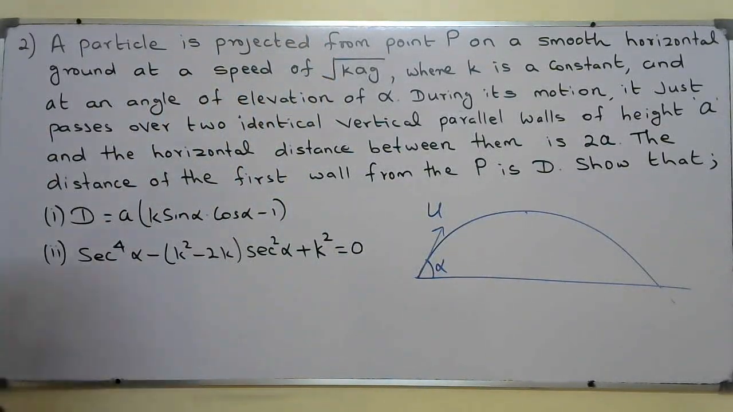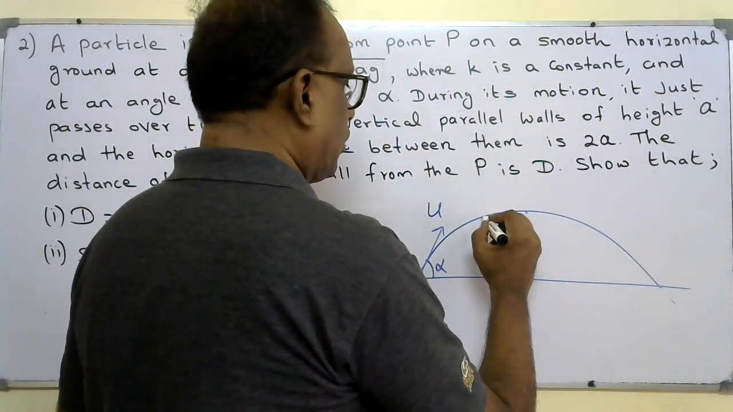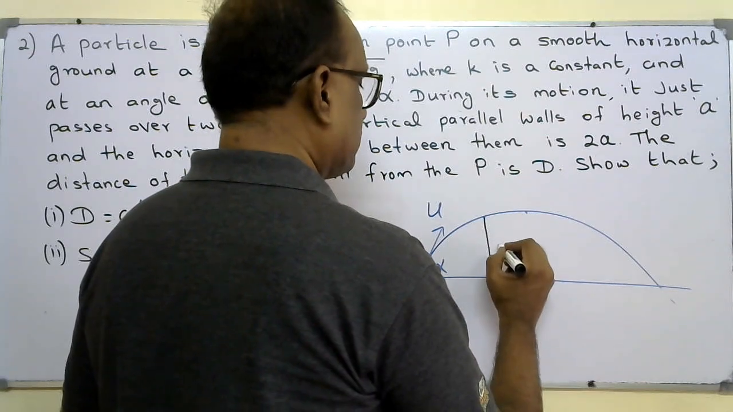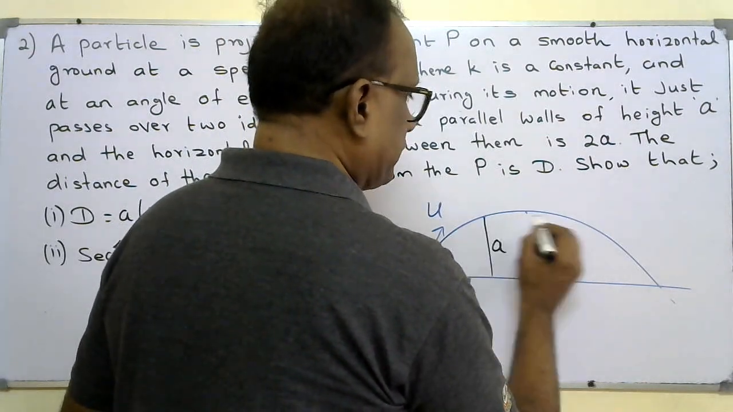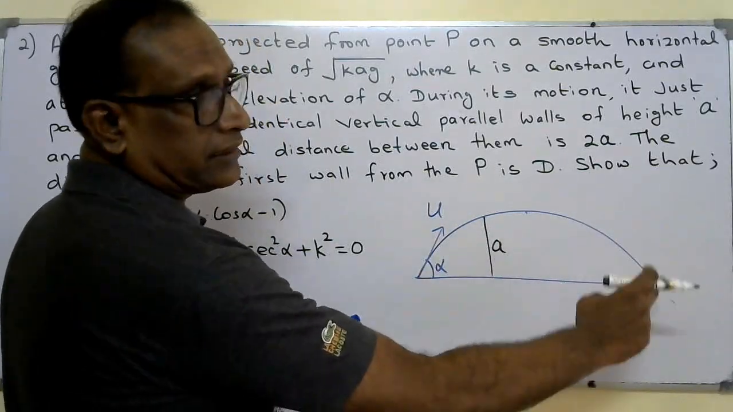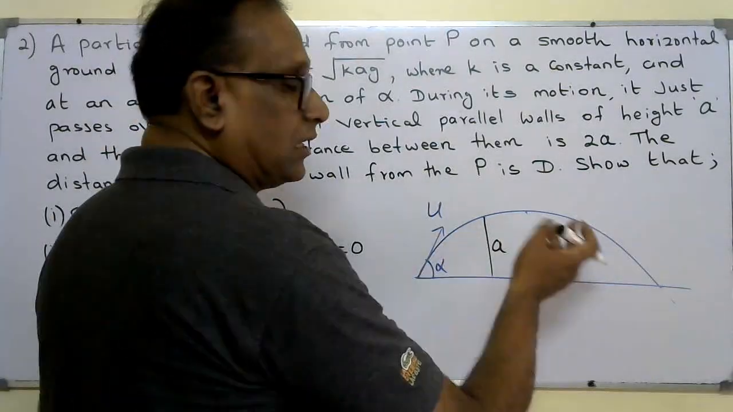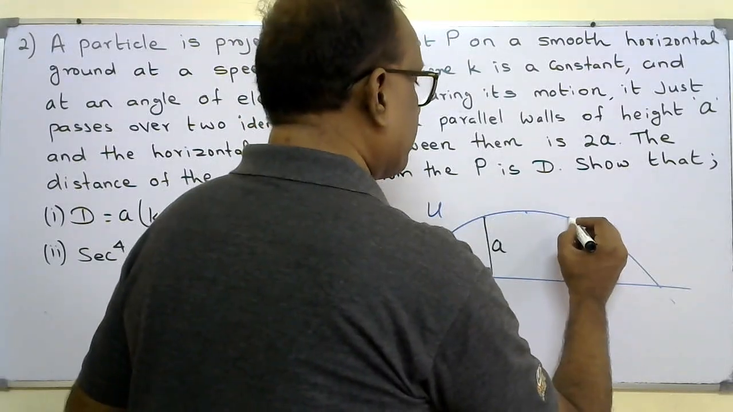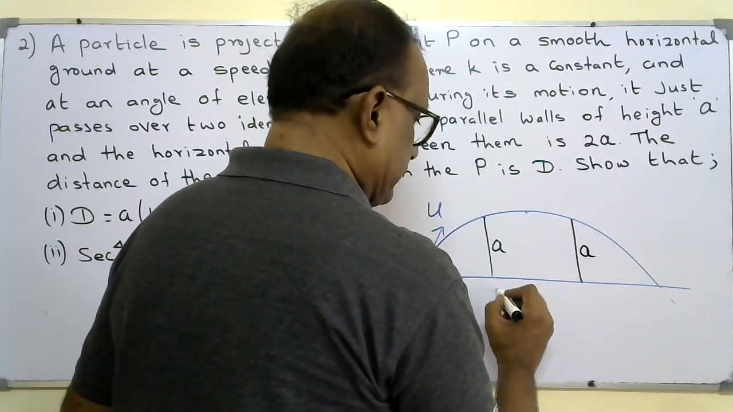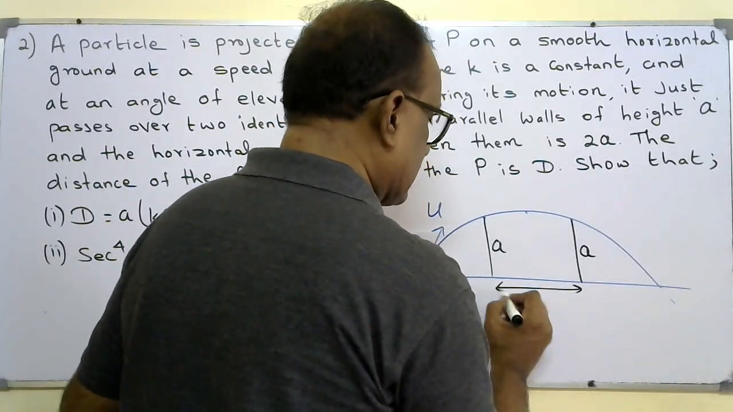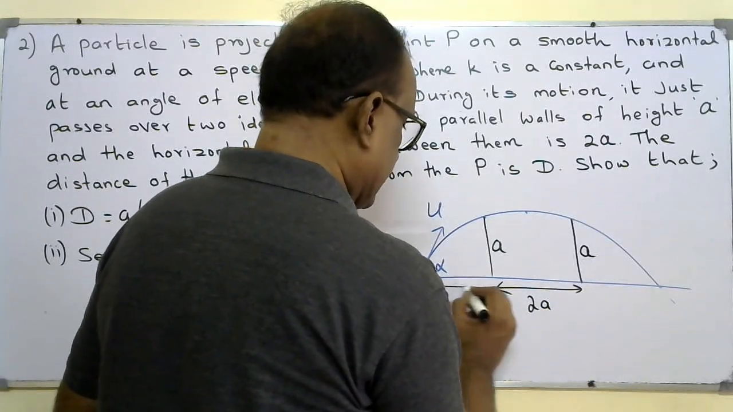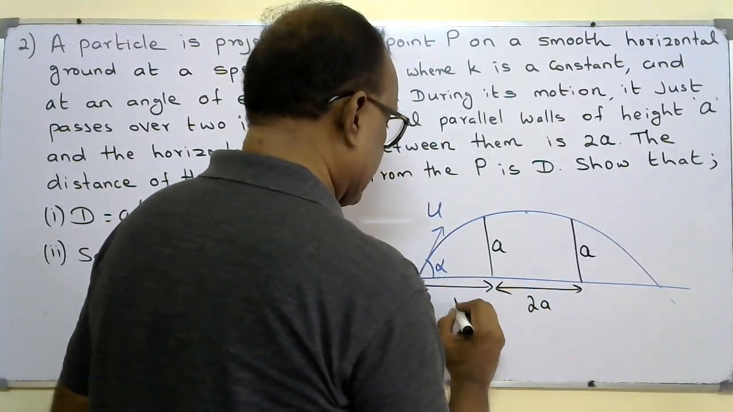So the two walls, if this is the first wall which has height A, the second wall should be on the other side of the highest point, because the projectile path, the trajectory, is symmetrical. So the second wall should be somewhere here, which also has the same height A. The distance between the two walls is given as 2A. And the first wall is at a distance of D, capital D.